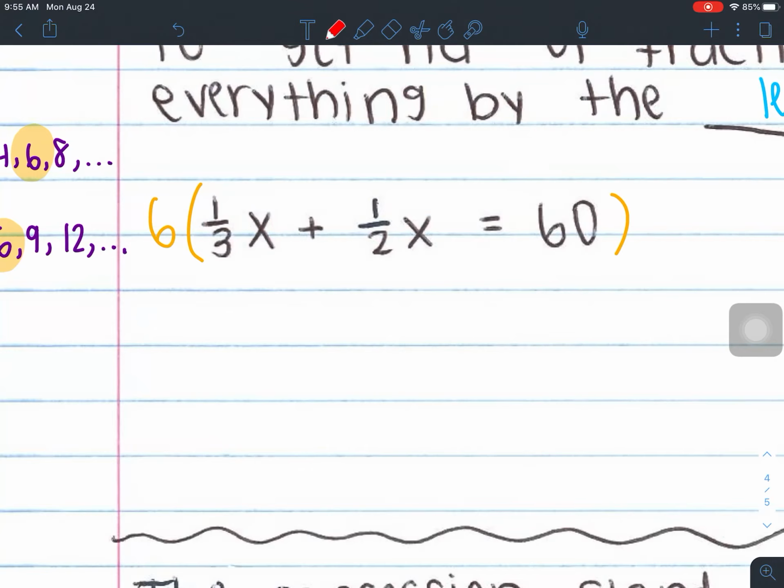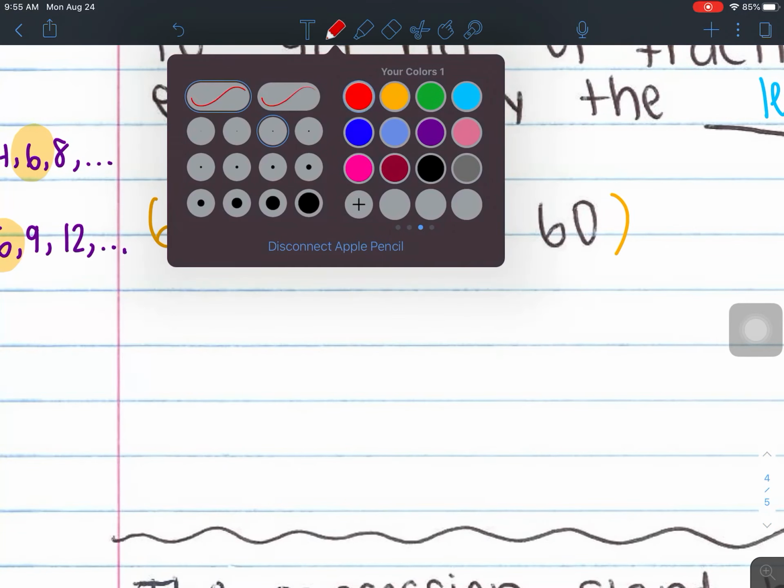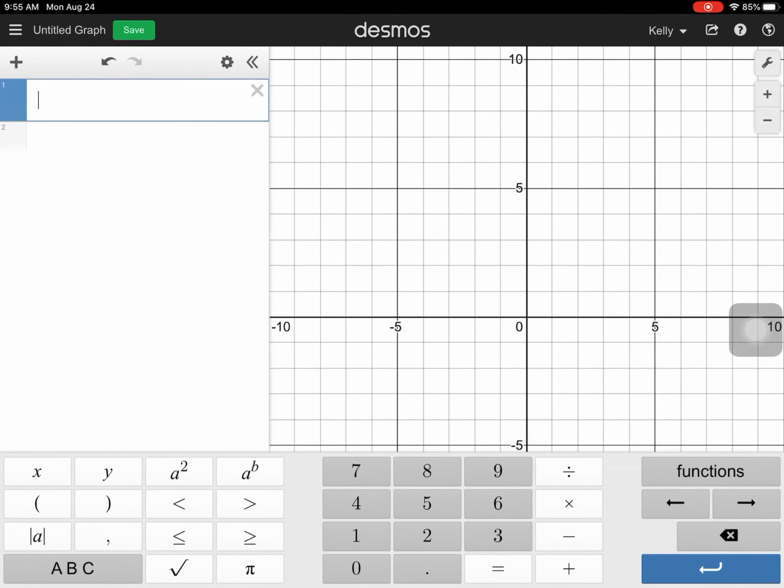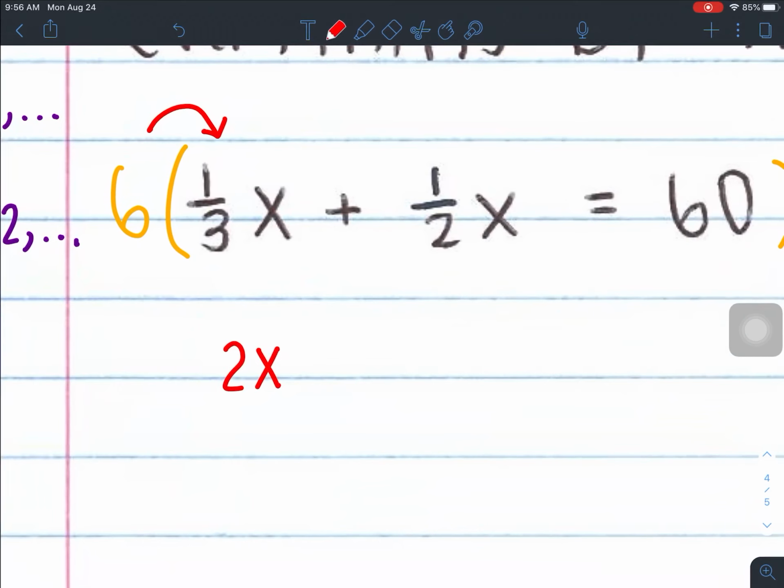All right, so we're going to multiply everything in. I'm going to use a different color so we can see this. 6 times 1/3. 6 times a third is going to give me 2, so then I have 2x. You can actually use Desmos to help you out here. 6 times 1 divided by 3. To write a fraction, I need to do 1 divided by something. So 1 divided by 3, and it gives me 2.